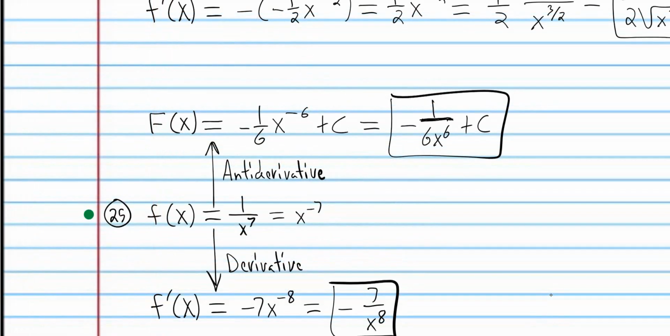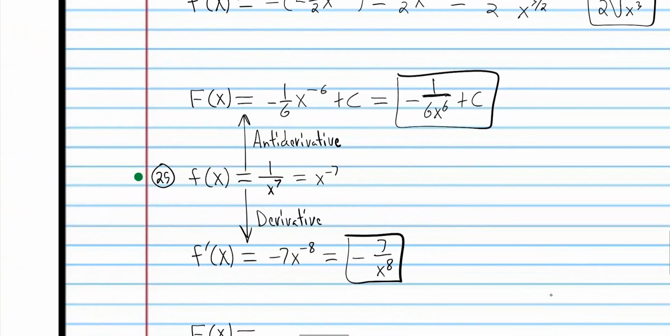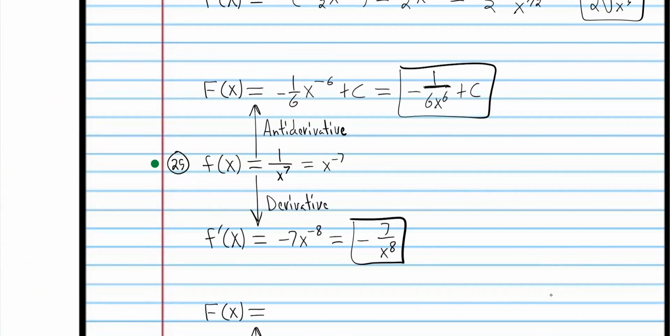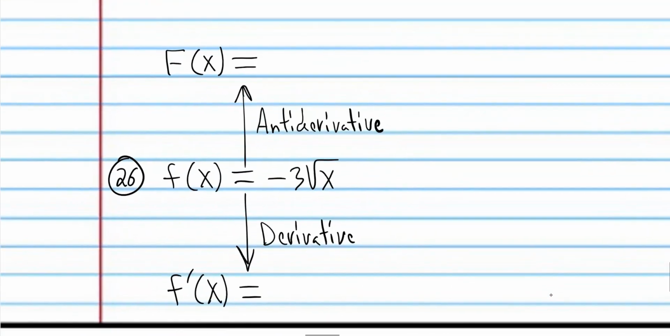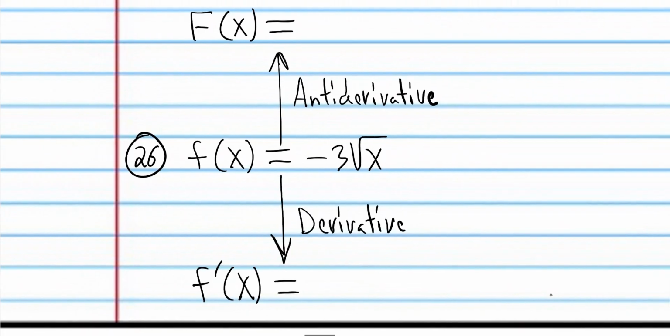Okay, we're back. If you got that right, excellent. Okay, go ahead and try number 26. Now again, we can't find the derivative of this directly. You have to change it so that we have an exponent. So try number 26. When you come back, we'll do it together.